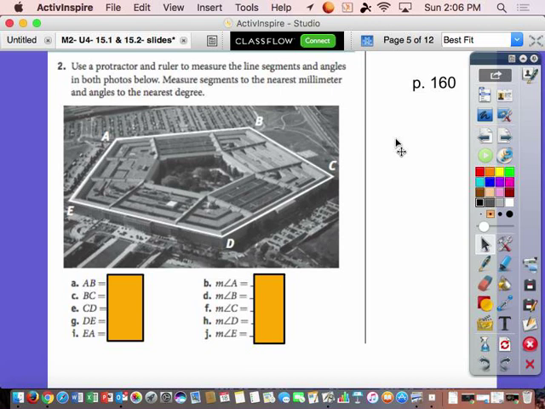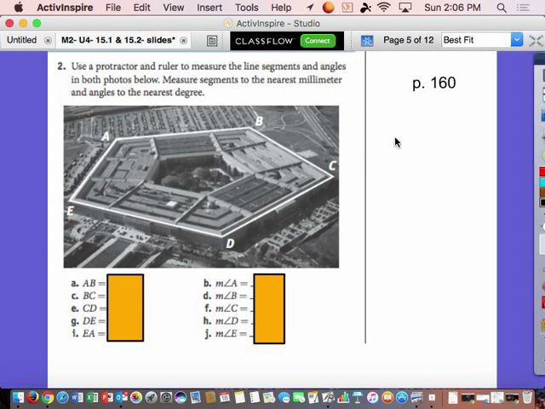I'm on page 160 now. At the top of the page, it tells you to use a protractor and a ruler to measure the lines and line segments and angles in both photos. I'm going to go ahead and do that for you. So after I reveal the two columns, copy those down in your book. All I'm doing is saving you the time of measuring the angles and measuring the sides. So I'm going to reveal those. Press pause now.